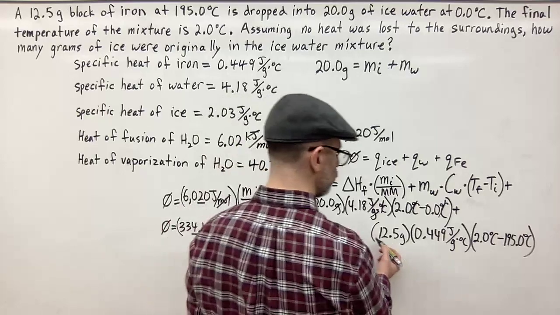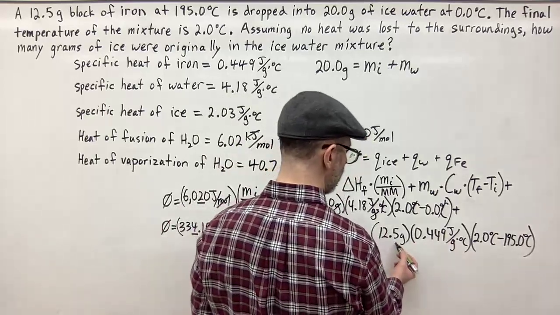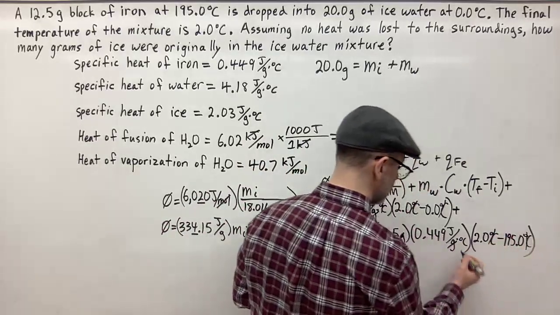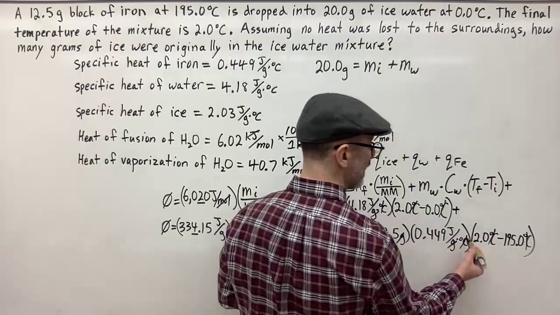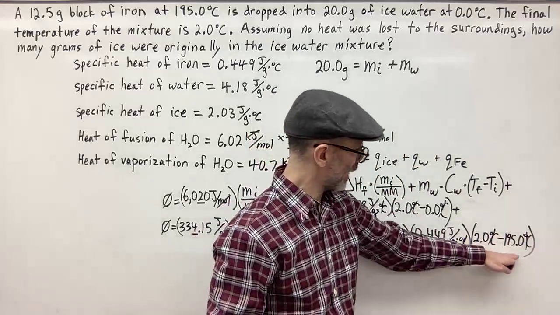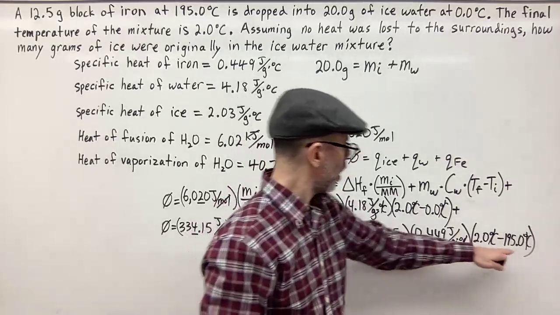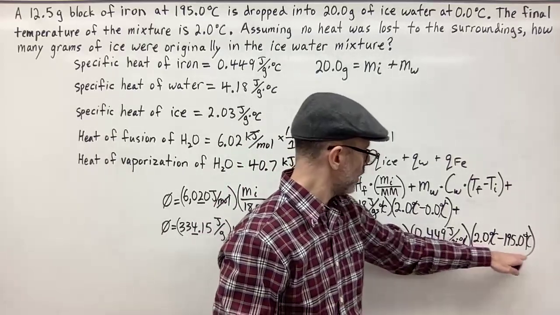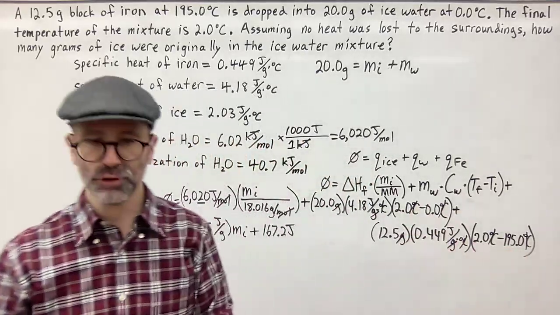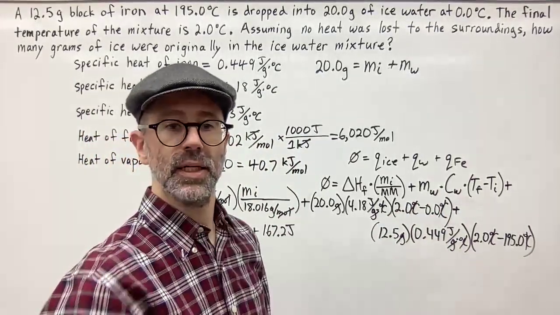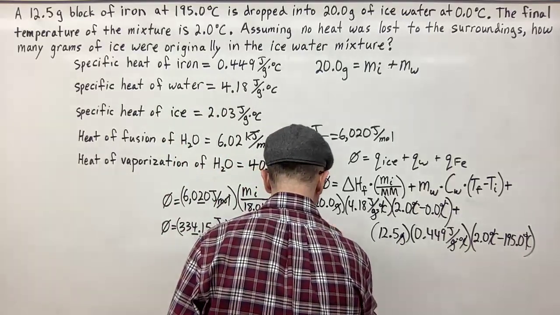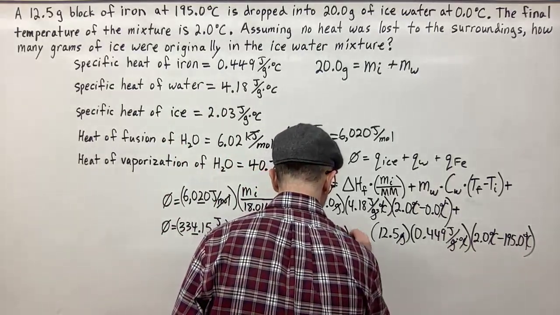So I got that taken care of, and now all I need to do is the same thing here. So 12.5, again, grams are going to cancel out, the degrees Celsius are going to cancel out. Again, this is going to be a negative, right? I got a negative change here. So 2 minus 195 is going to be negative 193, and then I'm going to multiply that. I should get a negative value, and when I do that, I get negative 1083.21 joules.